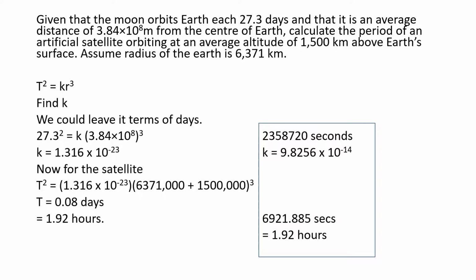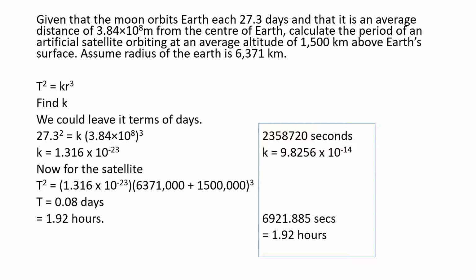So find k. So now we can leave it in terms of days. So in this case, t is equal to 27.3. Put r in. You know that r is 3.84 times 10 to the 8. Rearrange to find out k. So k is 1.316 times 10 to the minus 23. Once you've worked out k, put it back into the original equation. So now you know that t squared is equal to k r cubed, and you know that value for k.